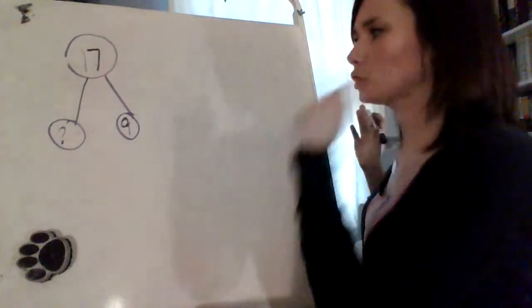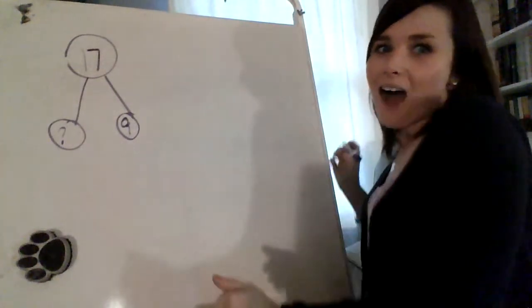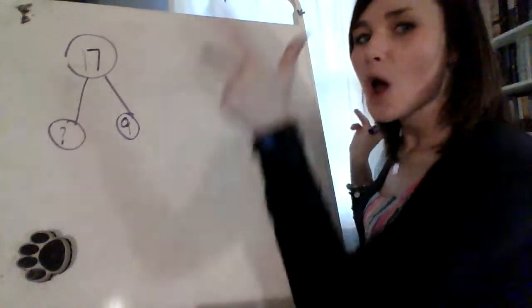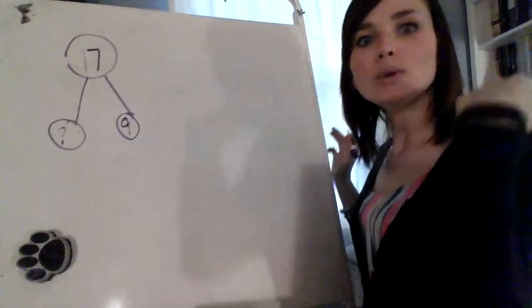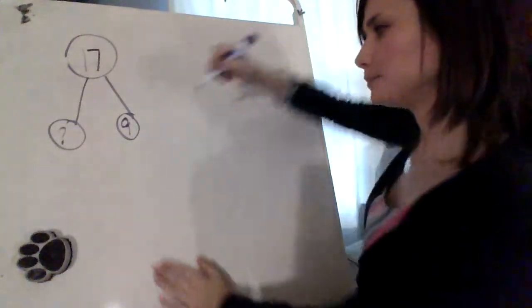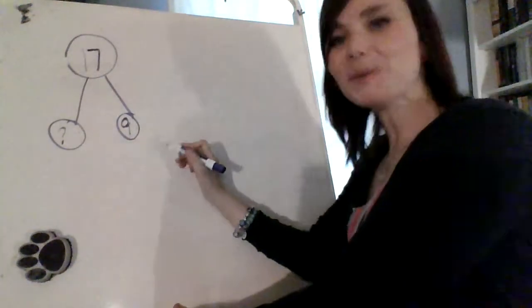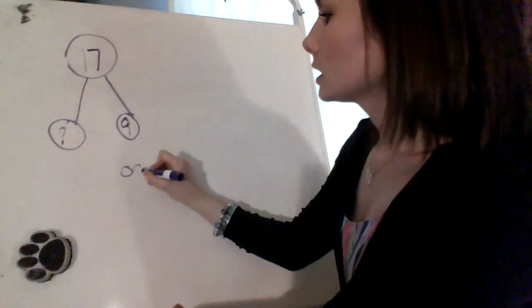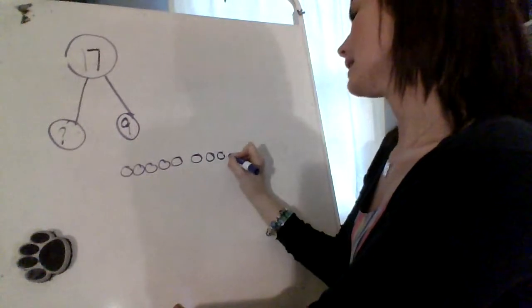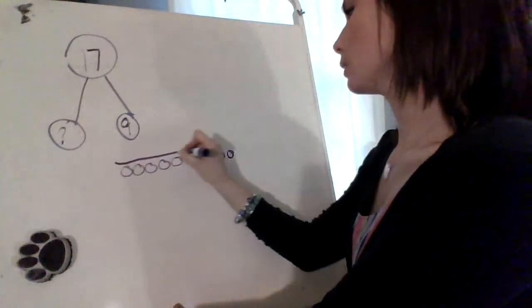All right, so what do we need to do next? RDW, read, draw, write. Right, we need to draw our picture. All right, I'm going to draw 9. You should do this too. 1, 2, 3, 4, 5, 6, 7, 8, 9. I'm going to put my tape around it.